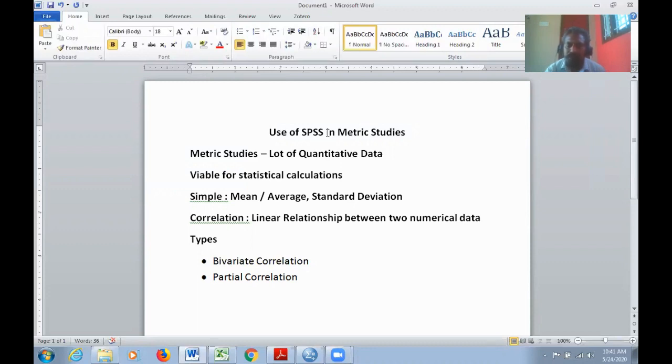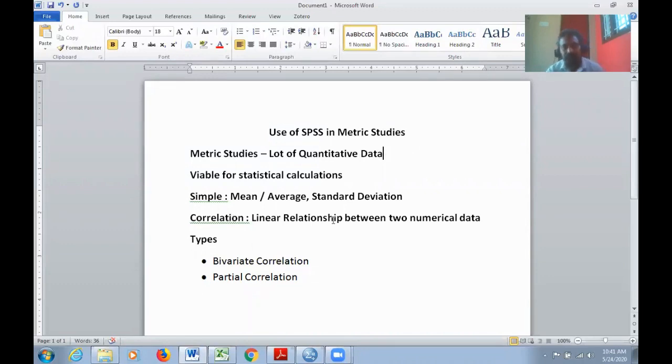Or something like number of articles published, maybe for a period of 10, 20 years, and number of citations received in those 20 years. So these are two sets of data. And both are numeric in nature. And when you want to study the linear relationship of these two variables, these two numerical variables, we can conduct correlation. Fine.